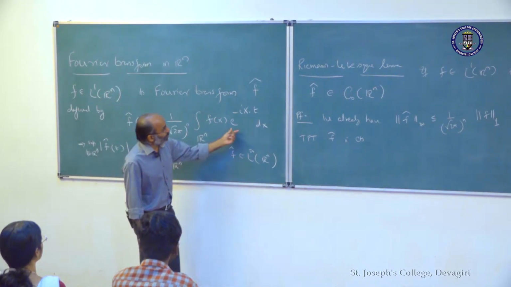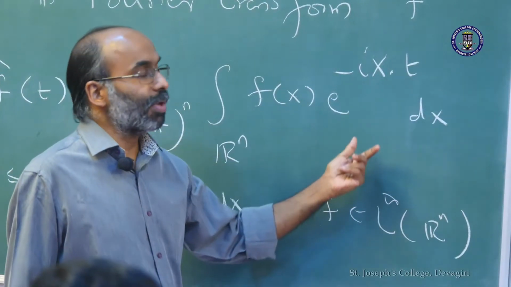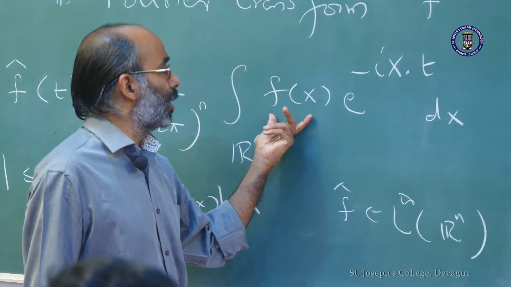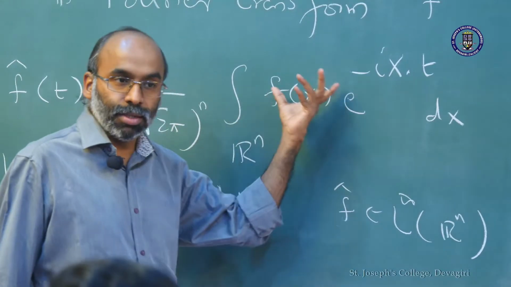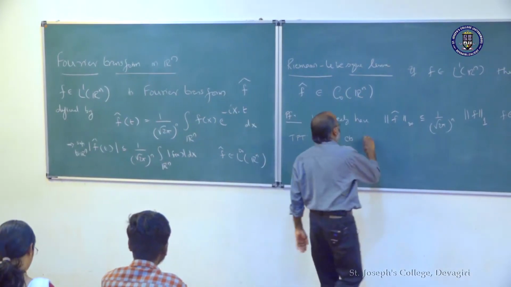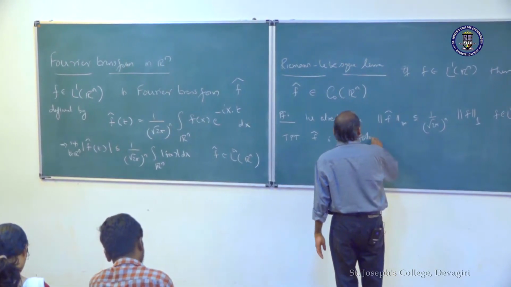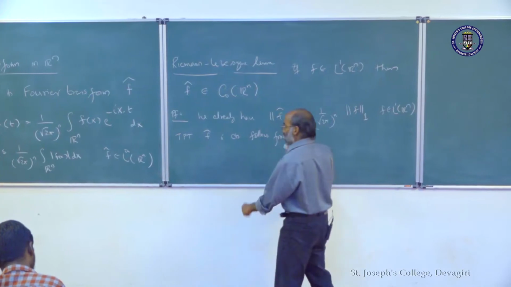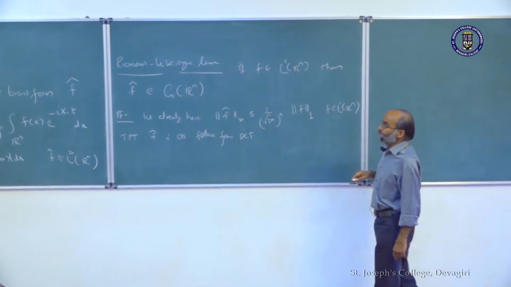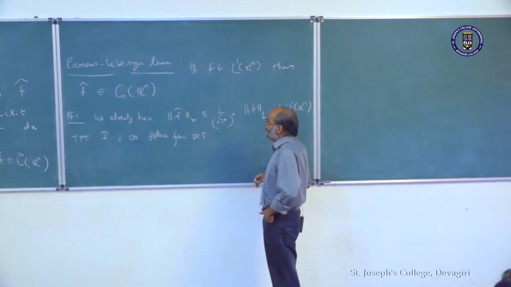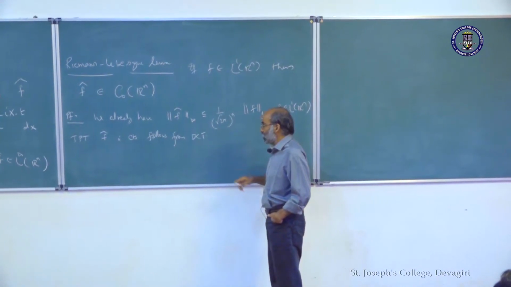Well, if Tn converges to T, e to the minus Ix dot Tn will converge to e to the minus Ix dot T. But they all have modulus 1 and it's bounded by mod f. So by DCT the integrals will converge, right. So f hat is continuous follows from DCT. Okay, straightforward from DCT. So that's an easy part. In fact, uniform continuity also follows immediately from DCT, but let's not worry about it.